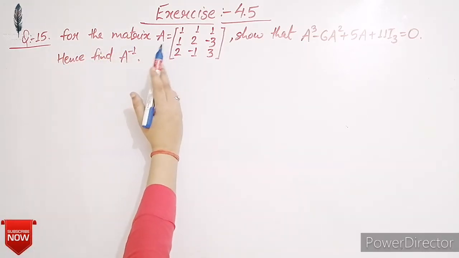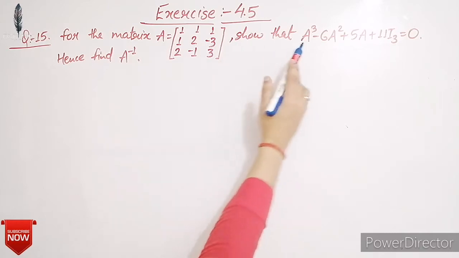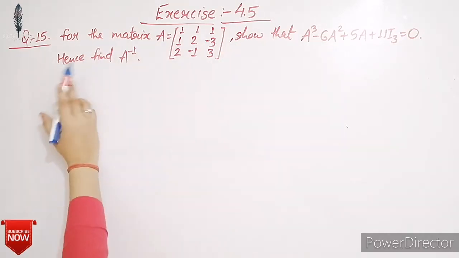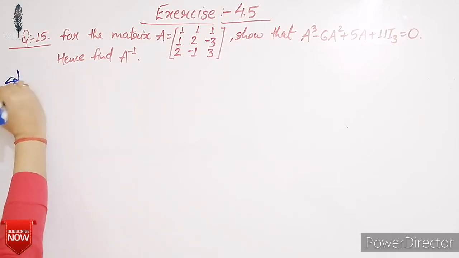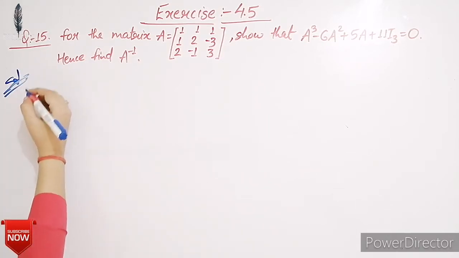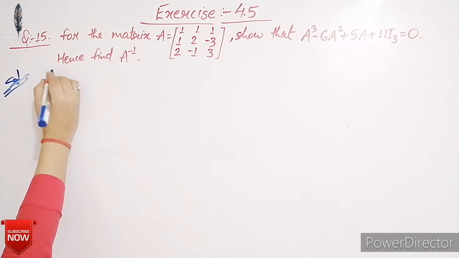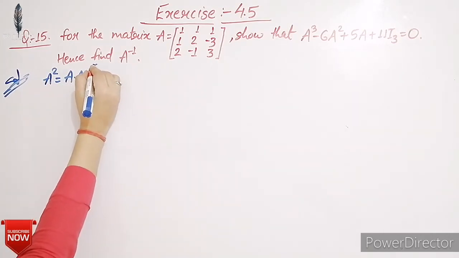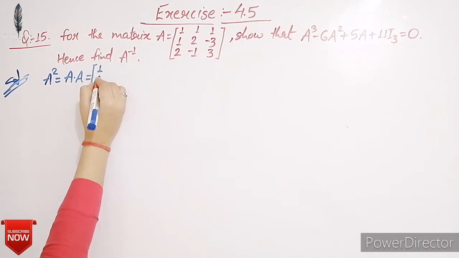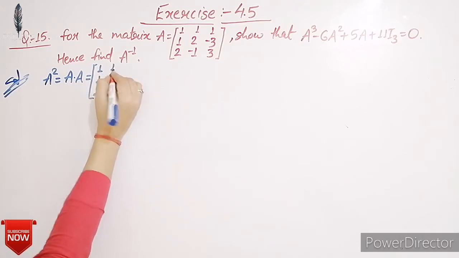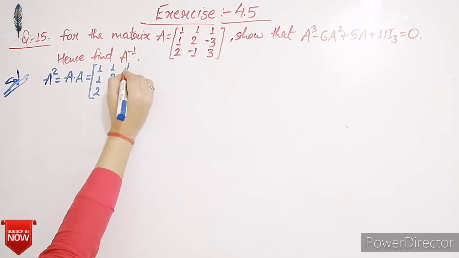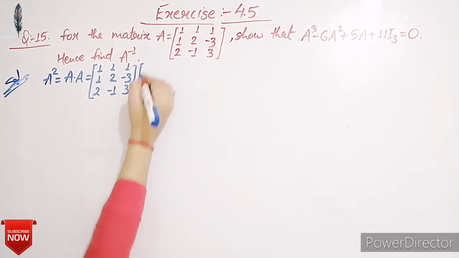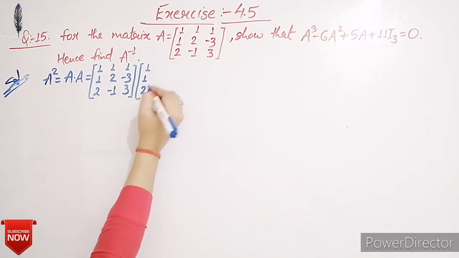For the given matrix A, we have to show that A cube minus 6A square plus 5A plus 11 I3 is equal to 0. Hence find A inverse. Let's solve it. First we have to find A square, that is A into A. The value of A is [1, 1, 2; 1, 2, -1; 1, -3, 3], multiplied by A. So again put the value of A.